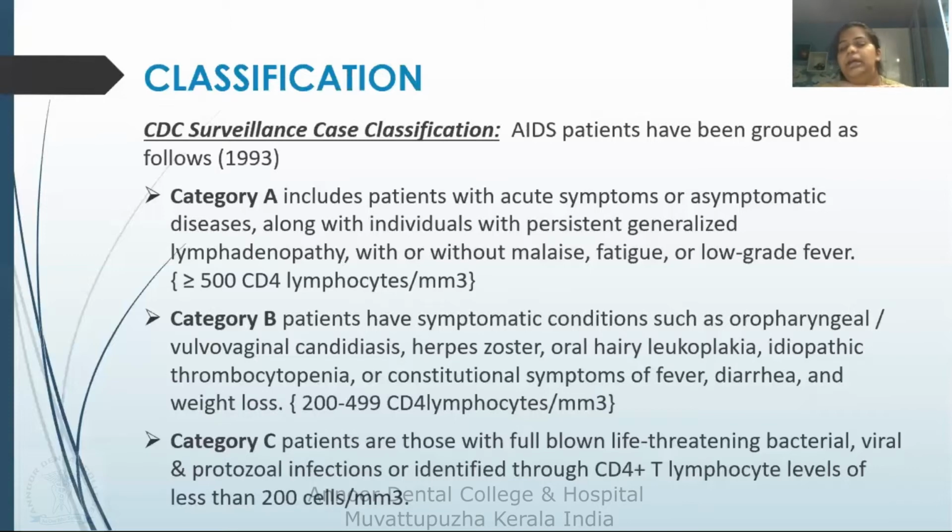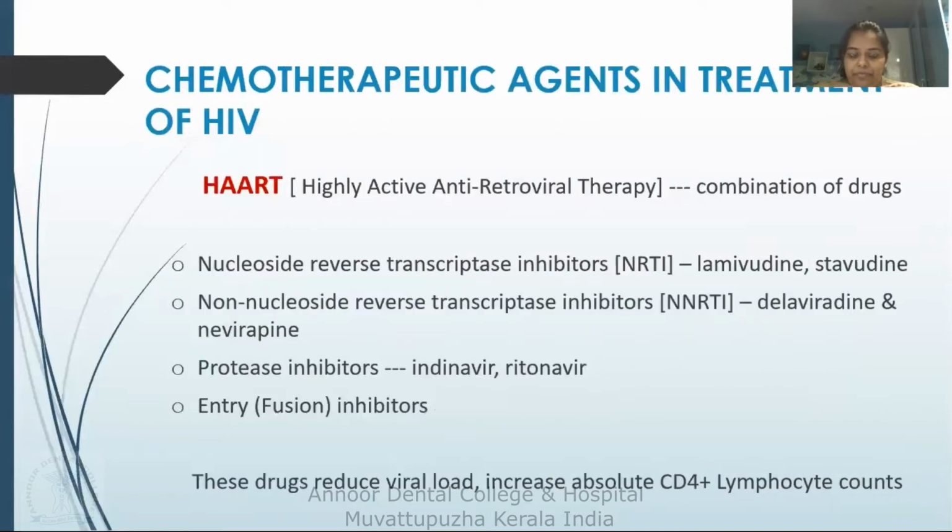per millimeter cube. So category A, mild or stage 1, they have more than or equal to 500 CD4 lymphocytes per millimeter cube. Category B, they are symptomatic and they have a count of 200 to 499 CD4 lymphocytes per millimeter cube. And category C, which are full-blown HIV cases, they have less than 200 CD4 lymphocytes per millimeter cube. So this is the CDC surveillance case classification. This was given in 1993.